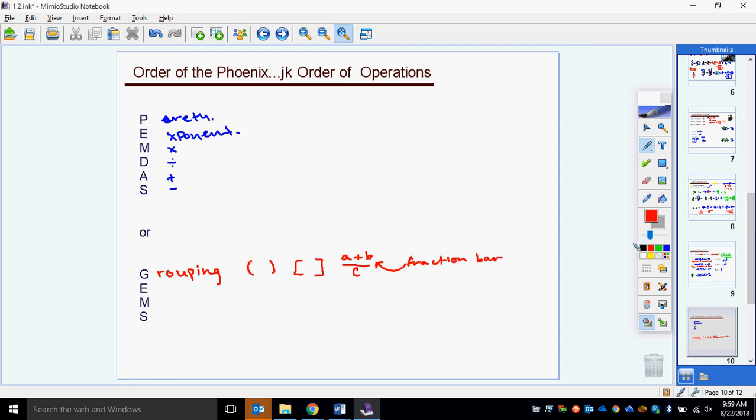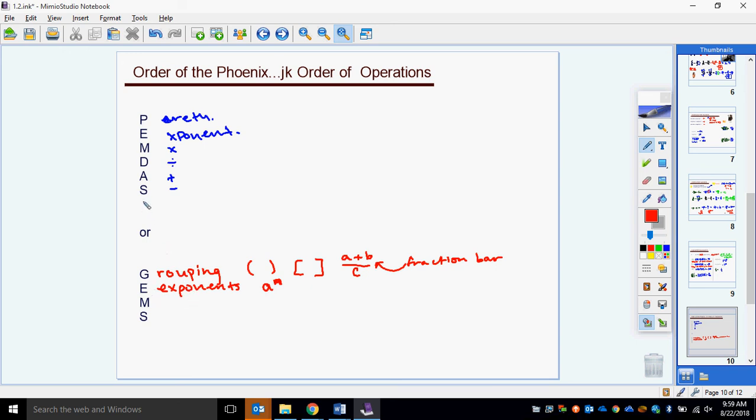The next part in GEMS is exponents. So the E does say the same. And that could be like a to the n, 4 to the 3rd power, something like that. The M stands for multiplication and division.